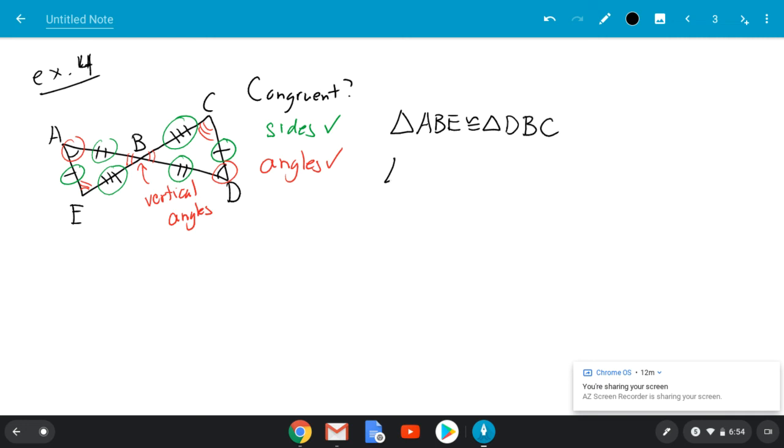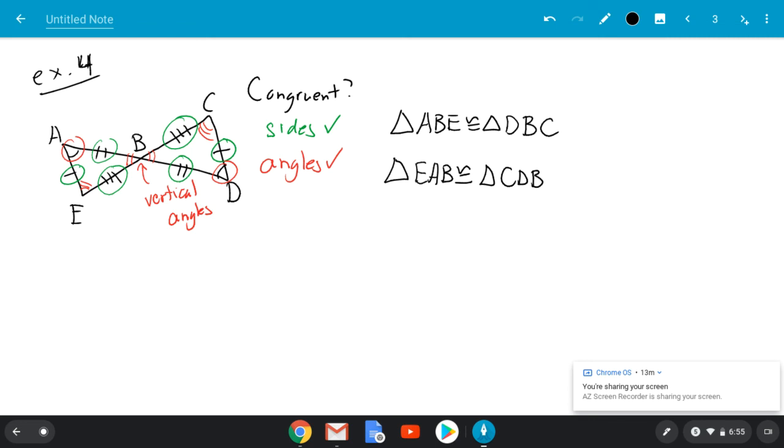But I didn't have to name it like that. I could have named it, say, EAB. So therefore, how would I have to name the other triangle? I would have to name the other triangle CDB, because again, the vertices match up. And that, ladies and gentlemen, are congruent figures.